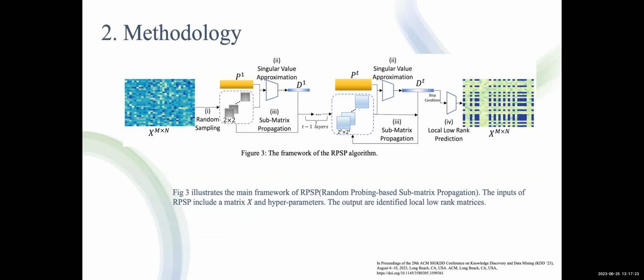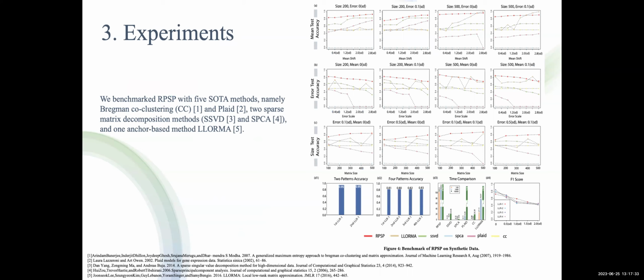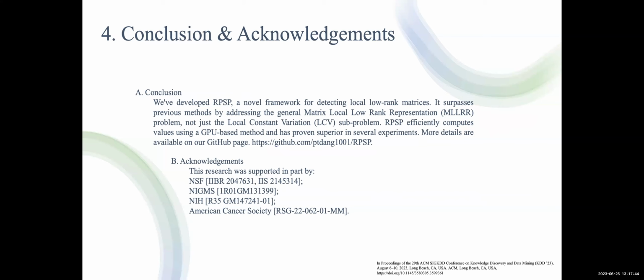In the next step, we employ a local low rank prediction method to identify the positions of local low rank matrices. In the experiment, RPSP outperforms the SOTA methods in almost all scenarios. We have developed RPSP, a novel framework for detecting local low rank matrices. More details are available on our GitHub page.